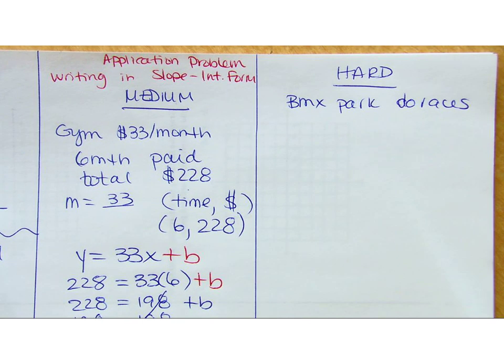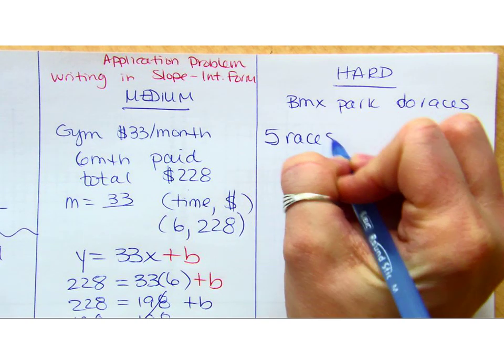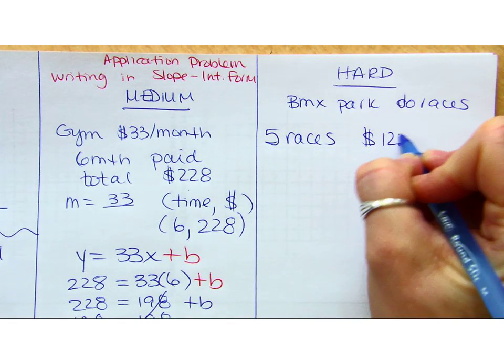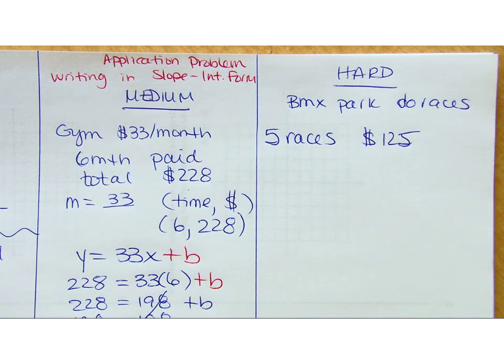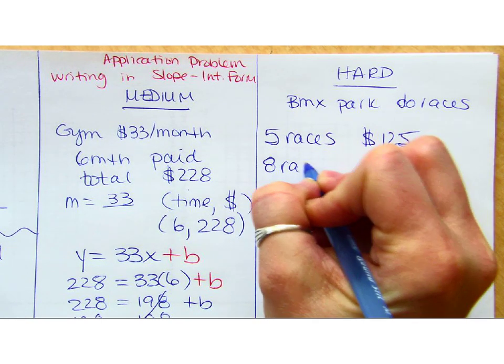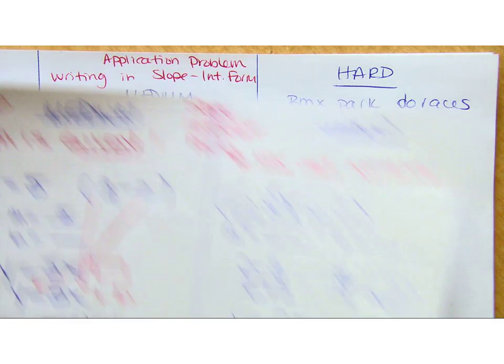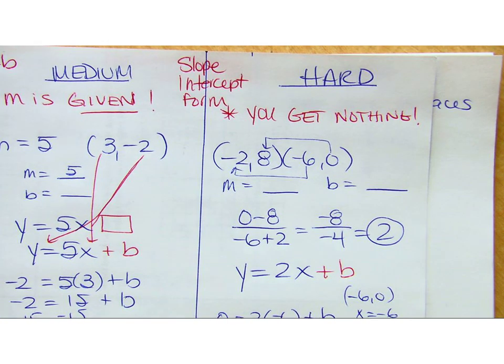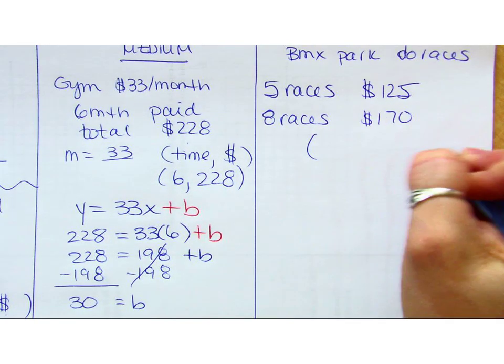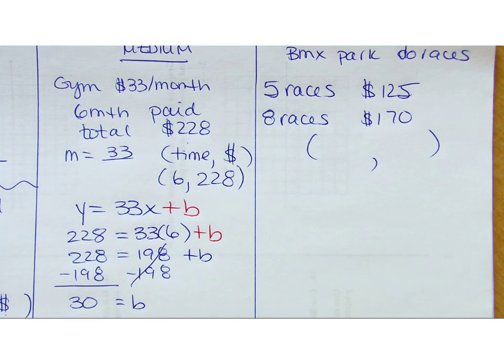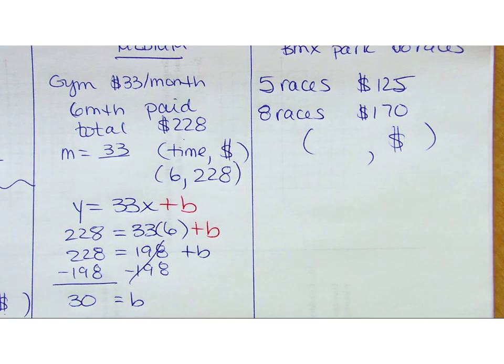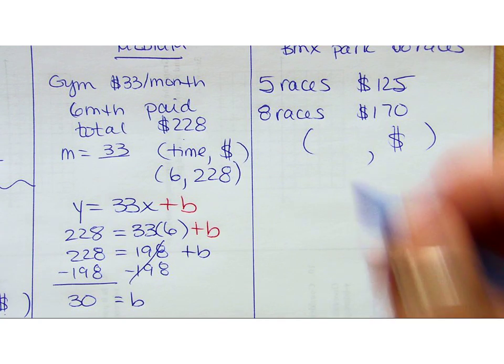But they said, all I know is I did 5 races this year, and I've paid $125 to this park. Okay? And then the next person says, well, this year I did 8 races, and I've paid $170 total. Do you see how this is leading into this? All you have to do is figure out in your ordered pair, what did I say money is almost always? Your dependent. And if it's not time, then it's the number of things, right? So this is your number of races.